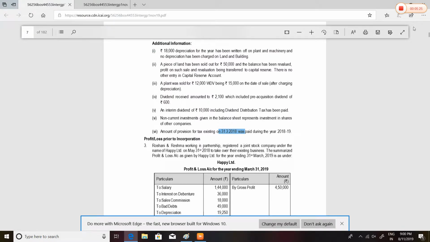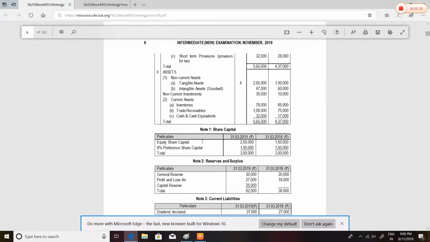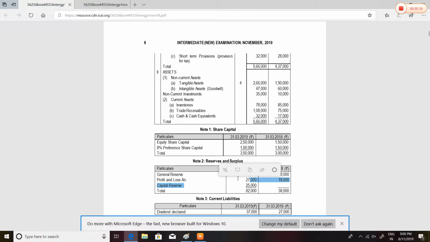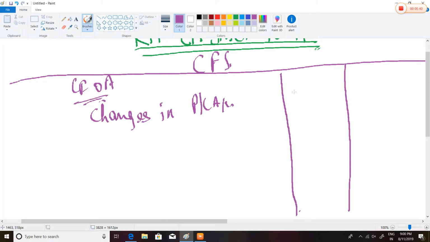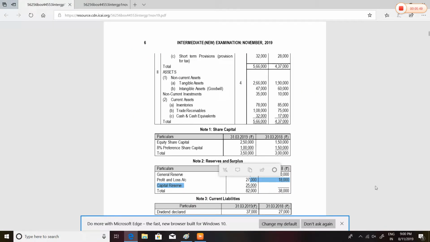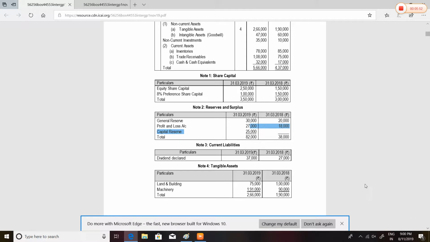See, from 18,000 to 27,000 was the profit. So that means 9,000 was the profit for the current year. Then the dividend declared during the year will be added. What does the provision say? We have to add the dividend declared during the year. Okay, add 37,000.